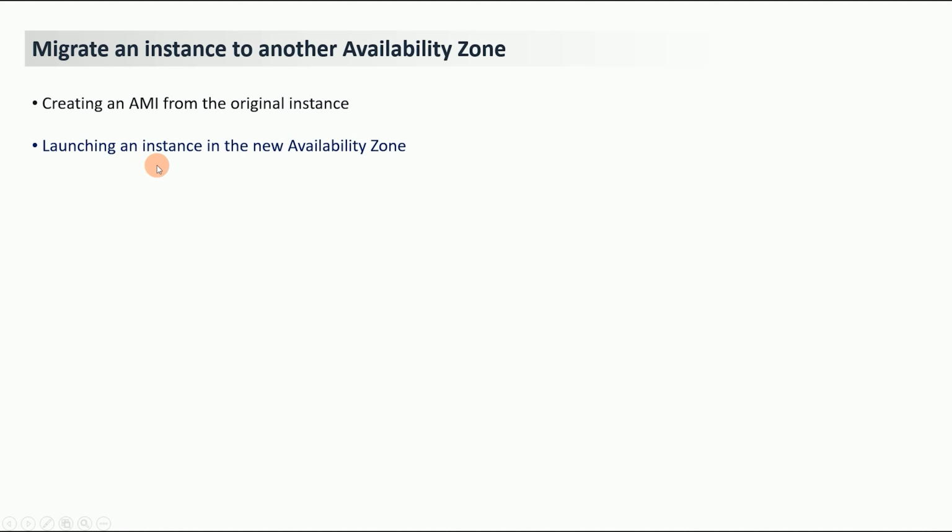Now we have a few more topics. Migrate an instance to another availability zone. For that, you need to create an AMI from the original instance, launch an instance in the new availability zone, because you can choose the availability zone while launching the instance, and update the configuration of the new instance. So you can update the configurations as per your requirement.